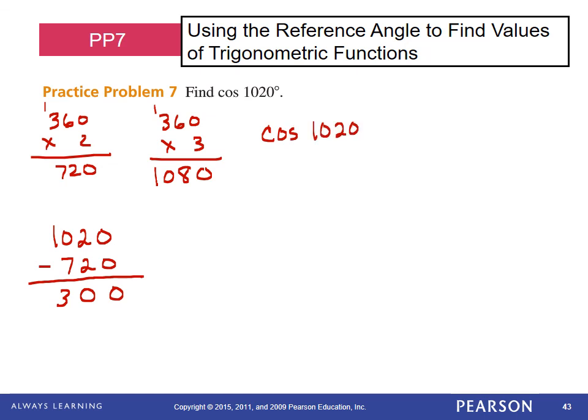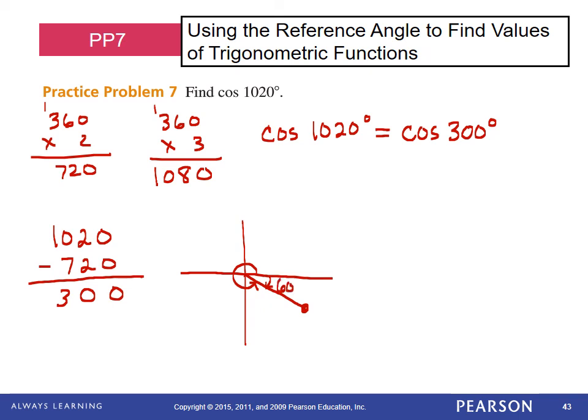So here's what I got. I have cosine of 1020. Now it becomes cosine of 300. So now let's start thinking about the reference angle here. That's what we want to consider. Before we do that, let's see. Is cosine positive or negative in quadrant 4? Positive, we good? Because I know we're in quadrant 4, because we're all the way over here, like this.